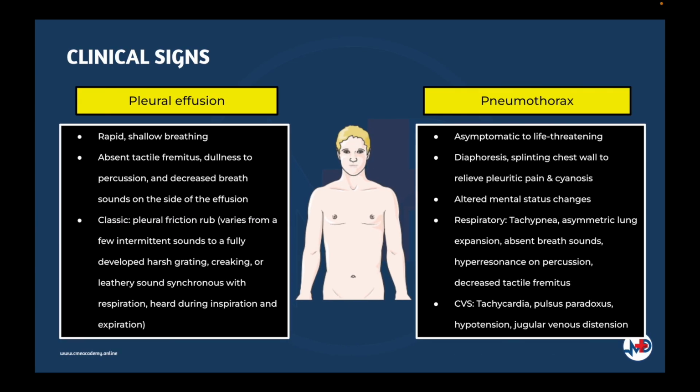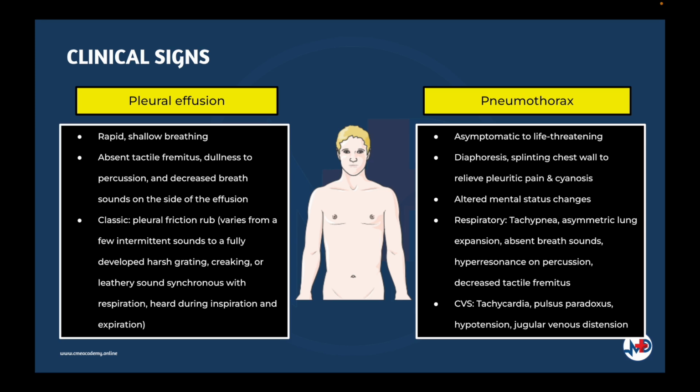Moving on to the clinical signs, the diagnostic and associated signs of pleural effusion include rapid shallow breathing, absent tactile fremitus, dullness to percussion due to the fluid accumulation, and decreased breath sounds on the side of the effusion. Classically, patients with pleural effusion can present with pleural friction rub, which varies from a few intermittent sounds to a fully developed harsh, grating, creaking, or leathery sound synchronous with respiration, and this is heard during inspiration and expiration.